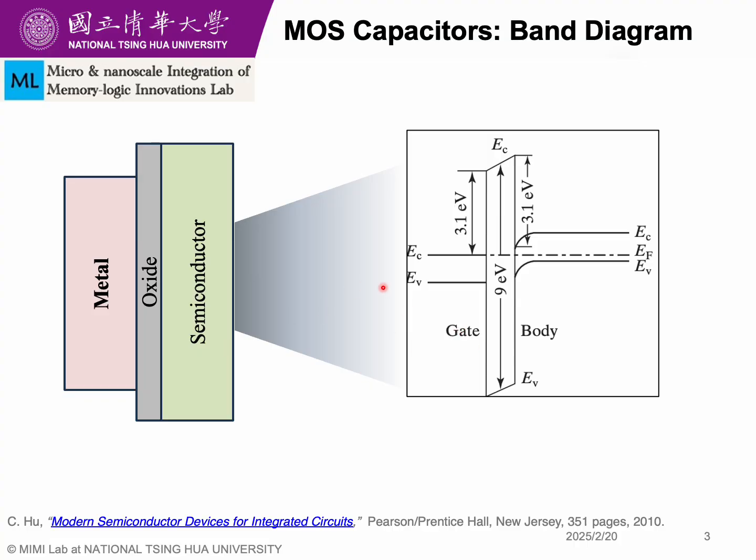One of the powerful tools to understand the physics of this MOS capacitor is the band diagram, the energy band diagram that you have already studied before in many other courses. So we will go into much more detail on this energy band diagram of the MOS capacitor.